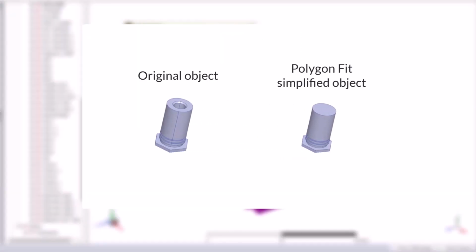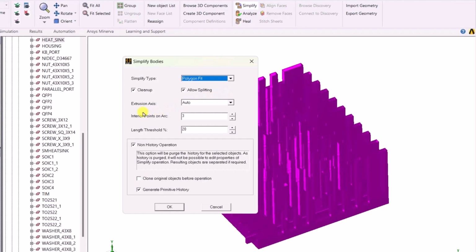Polygon Fit approximates the object as a polygon swept along its normal direction. The normal is selected as the extrusion axis and by default, it is set to auto. It is good practice to specify the axis directly. For this geometry, we will use the z-axis. Interior points on arc determines the number of points created on a curve for a polygonal profile represented by line segments. The default of 3 is a good starting point.